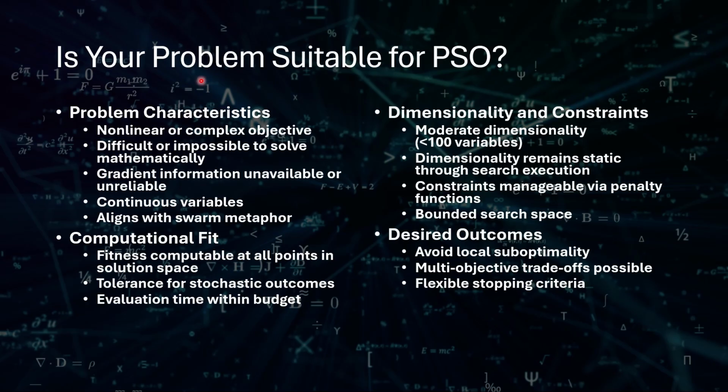All right, we looked at those 5 use cases. Now let's put together some guidelines to see if your problem is going to be suitable to be solved with PSO. Let's look at problem characteristics. Is it nonlinear or a complex objective? Is it difficult or impossible to solve mathematically, such as with linear programming or nonlinear programming or sequential and so forth? Is gradient information unavailable or unreliable? Are the variables continuous? And does the problem in theory align with the swarm metaphor?